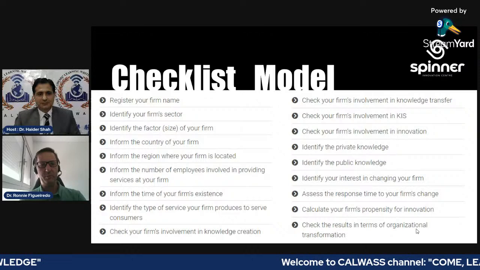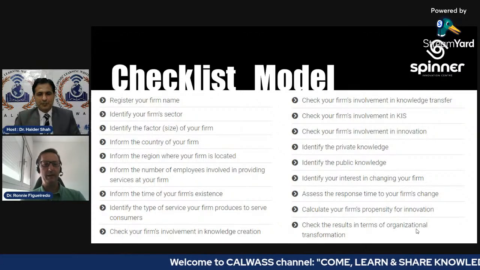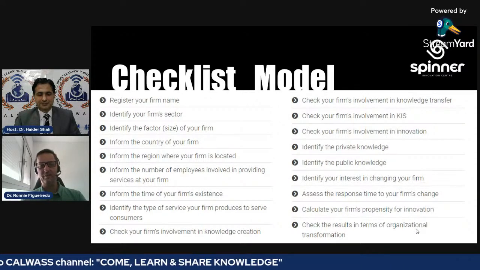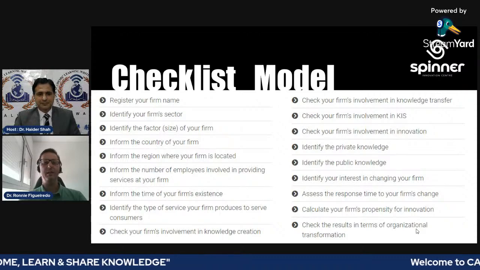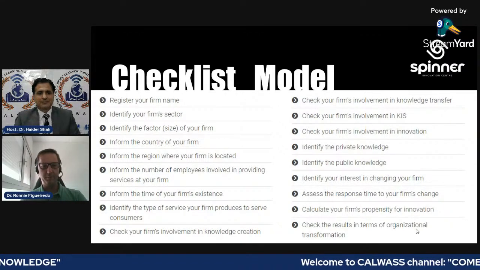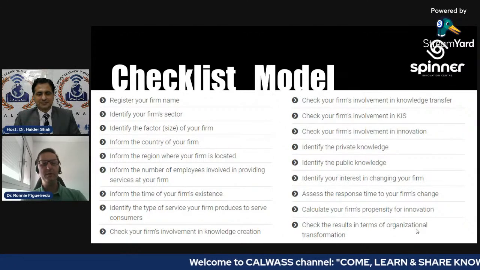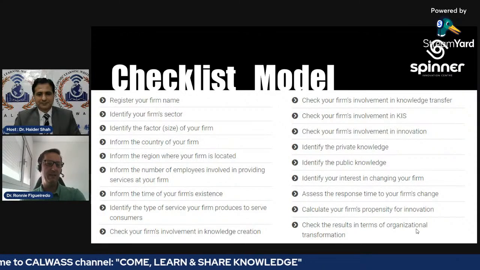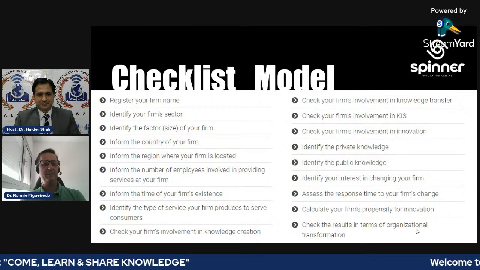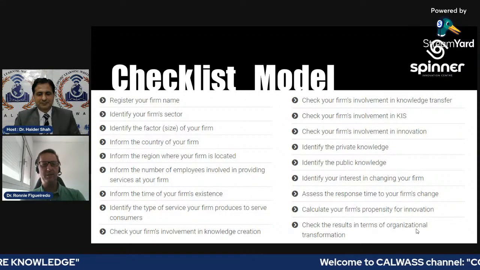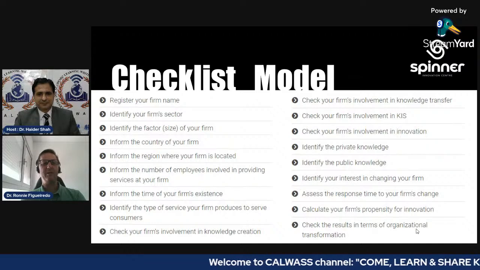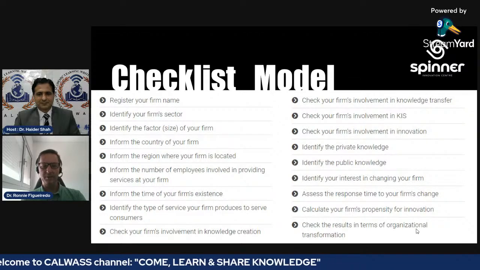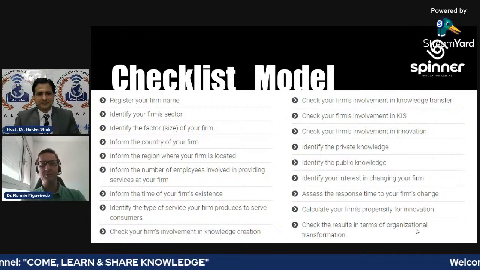Regarding the checklist of the SPIN model, we have all these items. I read it very fast just to give you the ideas, but not for you to understand everything now, because I know that during this presentation, I have a lot of information to share with you. Okay, so first, to use the checklist model to analyze the prompts to innovate in SMEs, you need to identify the name of the firm, the sector, the size, the country of this firm, and inside the country, the region, because in some countries, the regions are totally different.